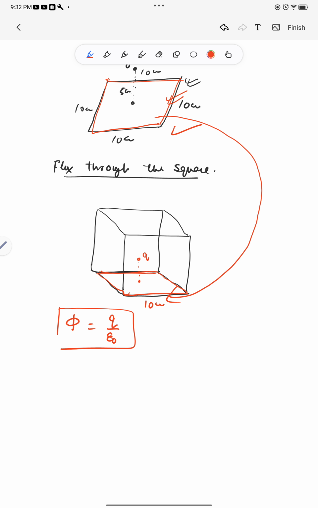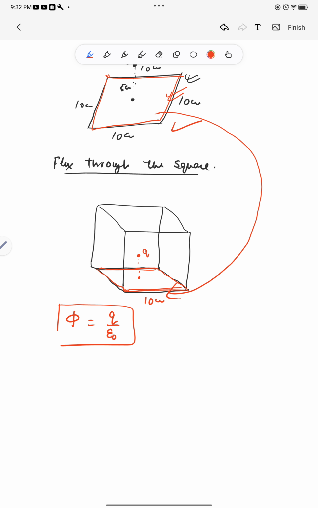So if you want to calculate the flux through this square only, and the flux through this whole cube is q by epsilon naught according to the Gauss law, so we can say the flux through this square will be q by 6 epsilon naught. Okay, this will be our answer.